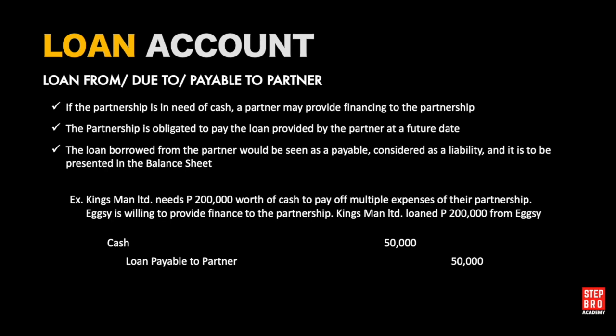So for example, Kingsman Limited needs 200,000 peso worth of cash to pay off multiple expenses of their partnership. So Eggsy is willing to provide the finances to the partnership. Kingsman Limited loaned 200,000 peso from Eggsy. So since the partnership will be receiving some cash from a loan from Eggsy, the partnership cash will increase, posting on the debit side, and then their payables will too increase due to the transaction or the case.